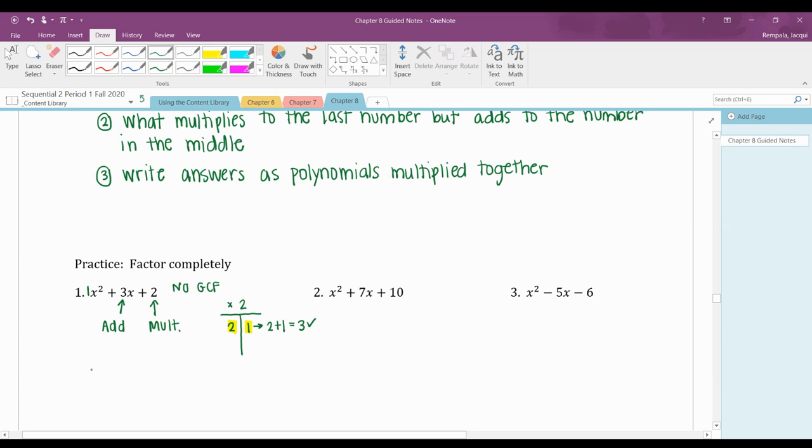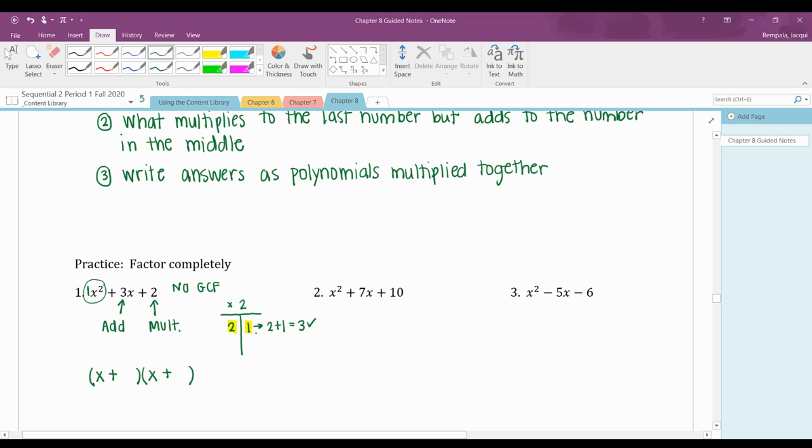So how I'm going to write it as a multiplication problem is we're actually going to be writing it as 2 binomials being multiplied together. Because this very first term is x squared, well, x times x gets you x squared. So we're going to be starting each of our binomials with an x. Because 2 times 1 is positive 2, and 2 plus 1 is positive 3, because those two numbers are positive numbers, I know that I'm going to be dealing with addition signs to create these binomials.